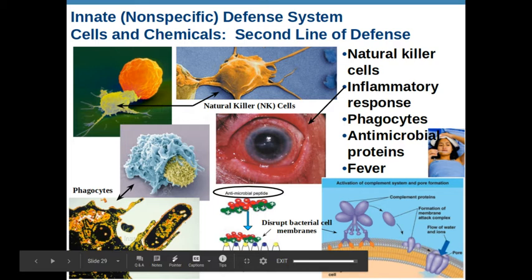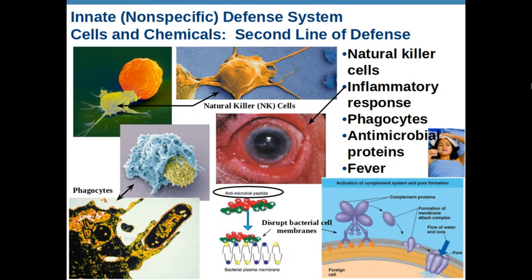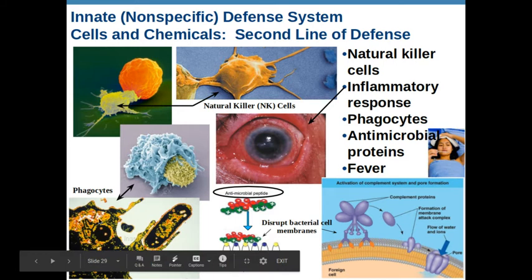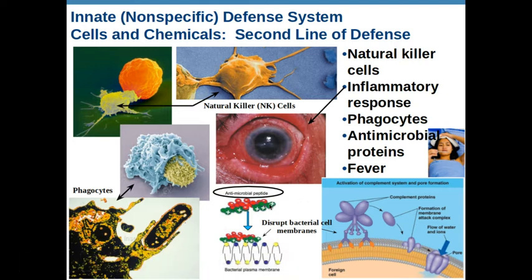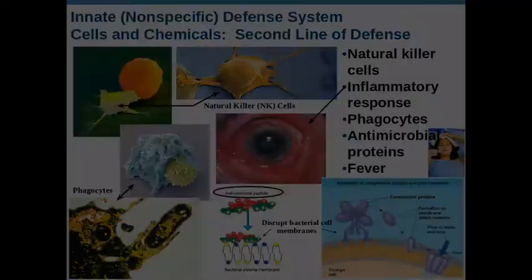This is a page that's kind of an overview of all of it. So we see things like these special cells called natural killer cells. Part of the second line of defense is an inflammatory response, and you guys have all had the inflammatory response at some point or another in your life. Another group of special cells, phagocytes, this blue one down here, kind of spreading its tentacles around invaders. This antimicrobial protein group, and finally fever. So that's kind of an overview.